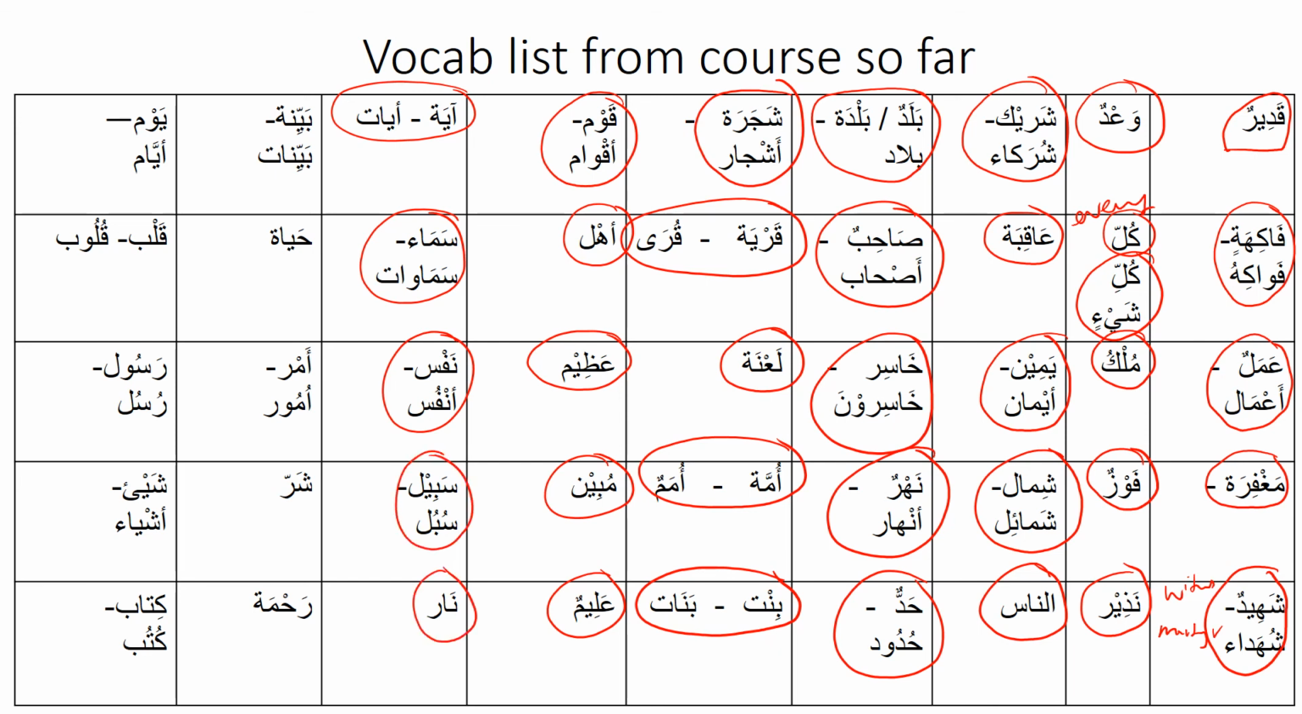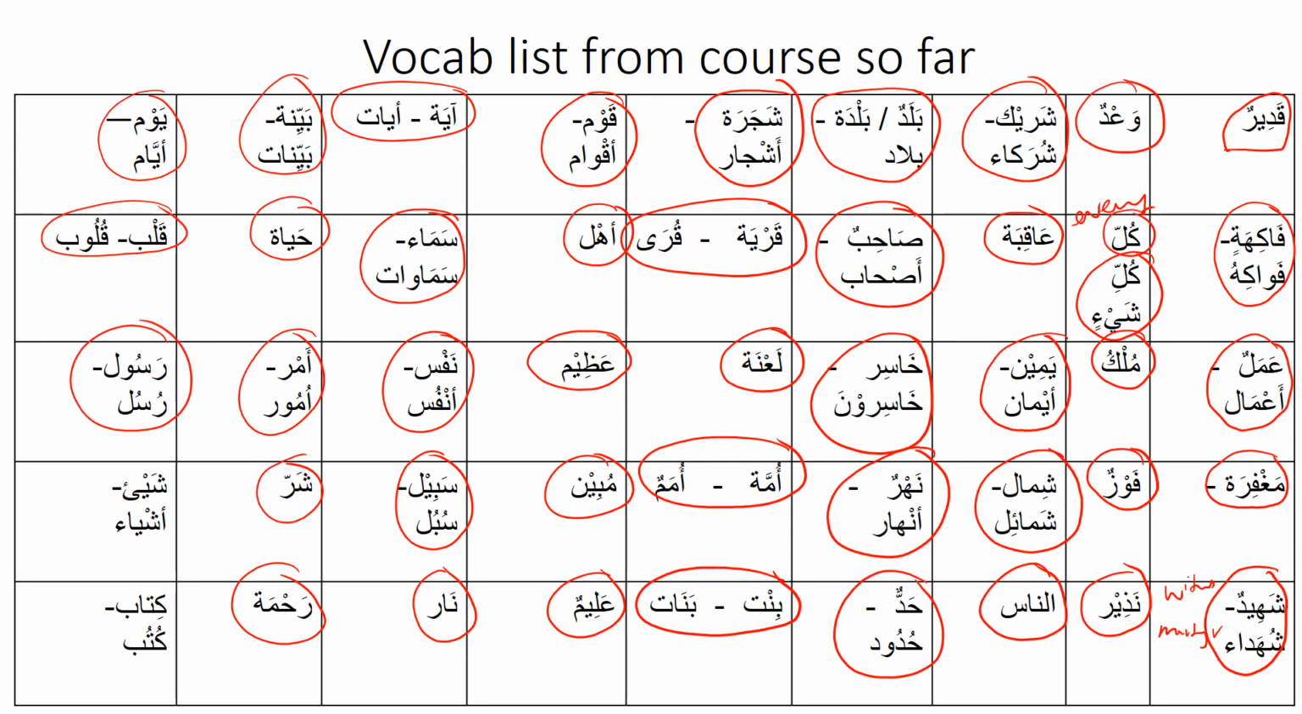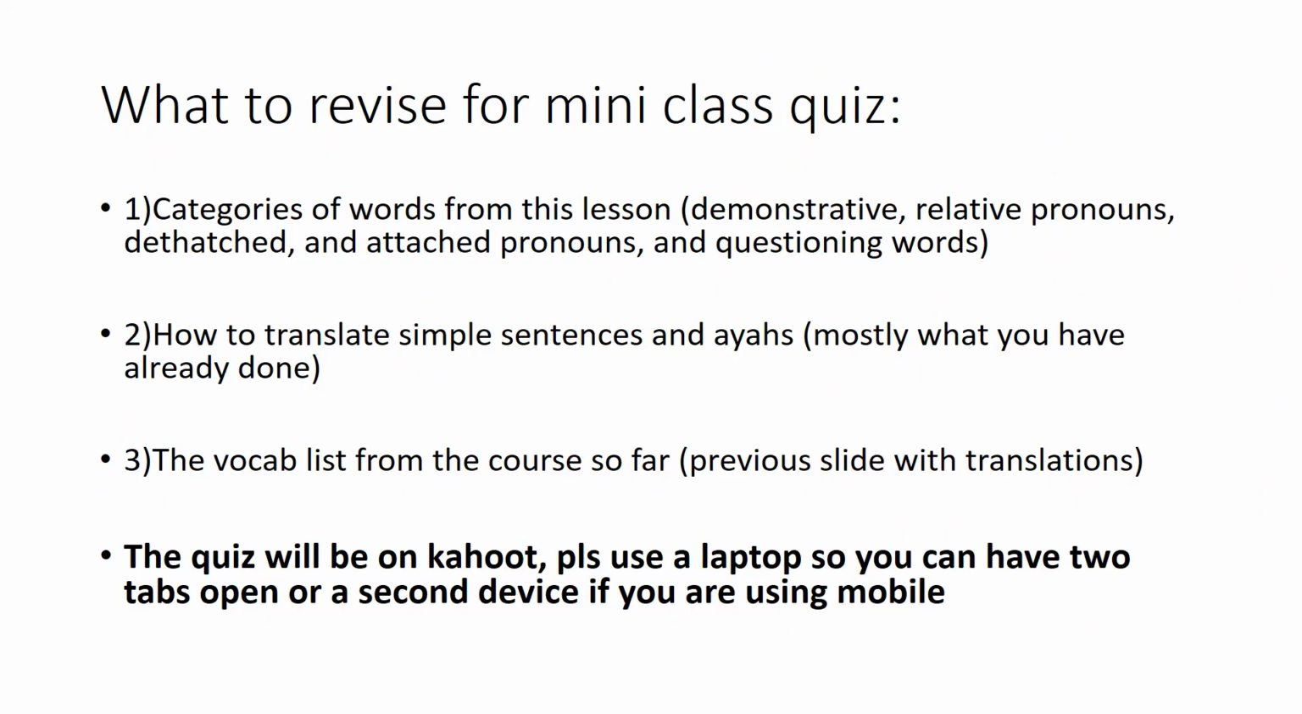Nar, fire. Bayyina, evidence. Hayat, life. Amrun, matter. Sharrun, evil. Rahmatun, mercy. Yawmun, day. Qalbun, qulubun, heart, hearts. Rasul, rusulun, messenger, messengers. Shay'un, ashya, things. Kitab, kutub, books. So, what to revise for the mini class quiz?